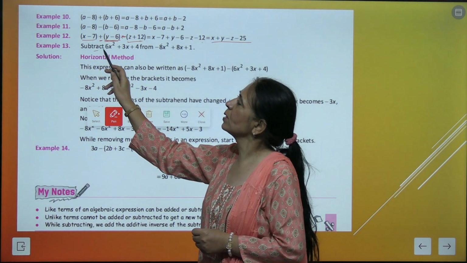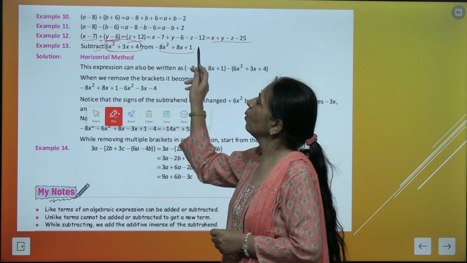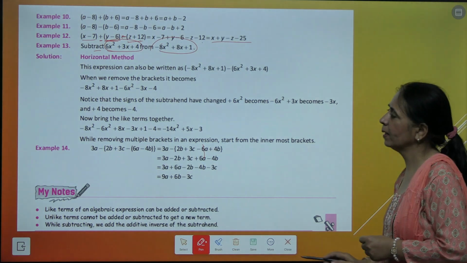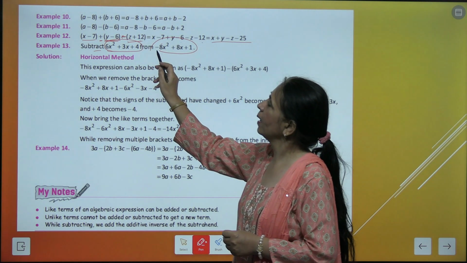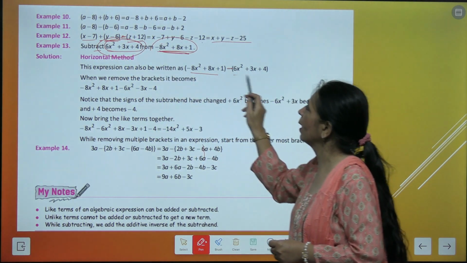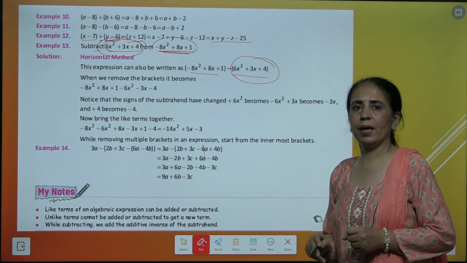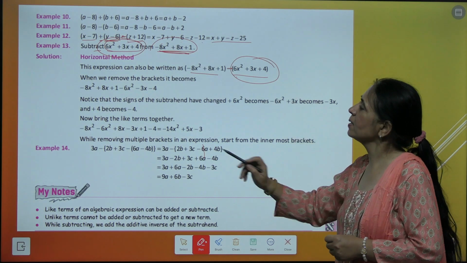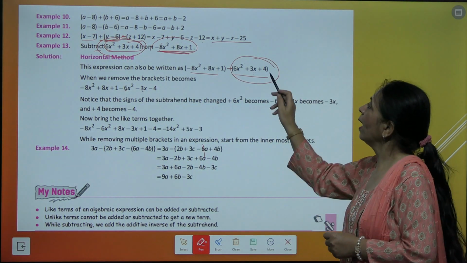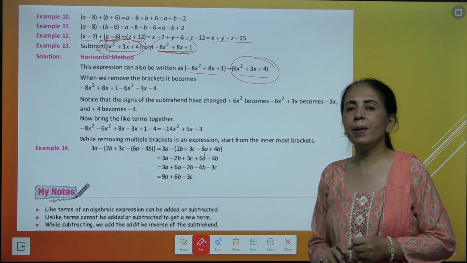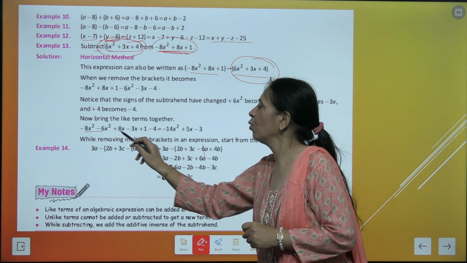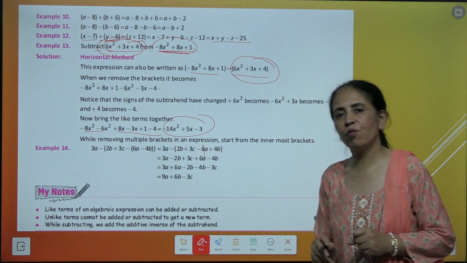Similarly, we have to subtract this from this. तो दो मेथड्स होते हैं, एक हॉरिजॉन्टल मेथड, एक वर्टिकल मेथड. तो हॉरिजॉन्टल मेथड से क्या करेंगे? पहले इस एक्सप्रेशन को लिखा माइनस इस एक्सप्रेशन को लिखा. अब इसके सारे सिंबल्स चेंज हो जाएंगे. 6x स्क्वायर बन जाएगा माइनस 6x स्क्वायर, 3x बन जाएगा, पॉजिटिव है ये, माइनस 3x बन जाएगा, एंड 4 बन जाएगा माइनस 4. अब हमने क्या करना है? लाइक टर्म्स को साथ ले आएंगे and then we finally perform the operation. This becomes your final answer.